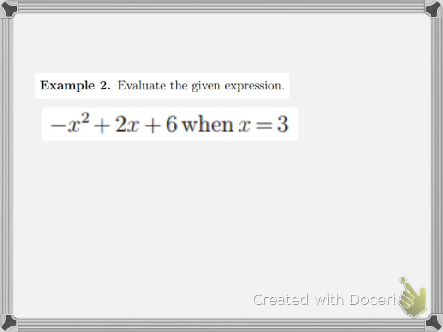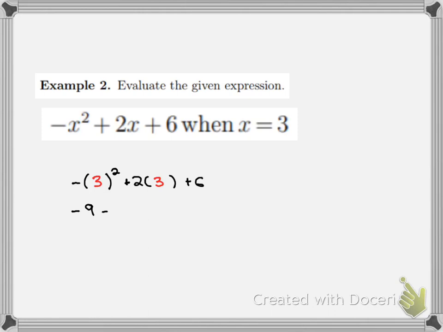This polynomial asks us to evaluate -x squared plus 2x plus 6 when x equals -3. So this time, notice as I write this, that negative sign is outside of the parentheses. It is not inside the parentheses. So wherever I have an x, instead of writing my x, I'm going to fill in a 3. Okay, again, the negative is on the outside.